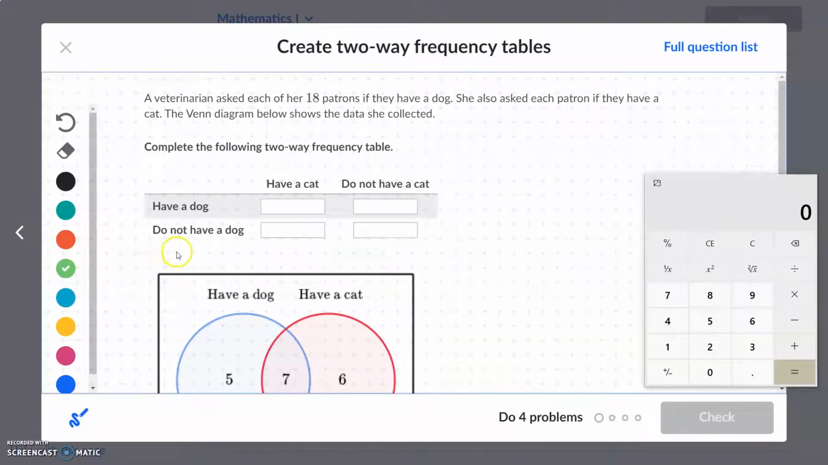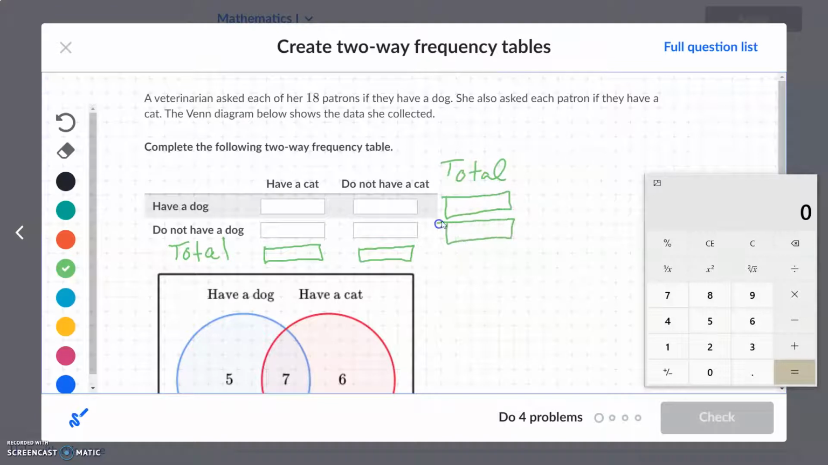We haven't even read it yet, but I know in order to create this, I'm going to need a total row. So I'm going to have a number that goes here, a number that goes here, and a total column. So there's going to be a number here, and then a total, which is a total for the entire table. Okay, so let's go through and start reading the problem and see if we can fill in any of these numbers straight away.